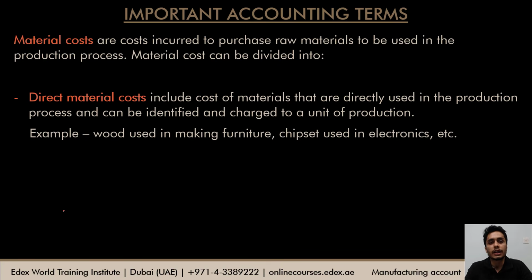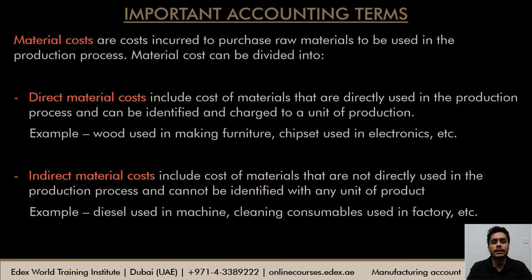The direct material costs are cost of raw materials that can be directly identified to and charged to a unit of production. Meaning what? Raw materials purchased that directly go in the production process and form part of the finished products. For example, wood used by a furniture manufacturer directly goes in the manufacturing of the furniture. Again, in an electronic business, electronic manufacturer, the chipsets directly go in the production of the electronics, form a part of the electronics, and hence again direct material cost, and so on.